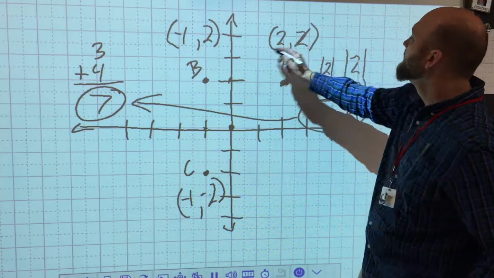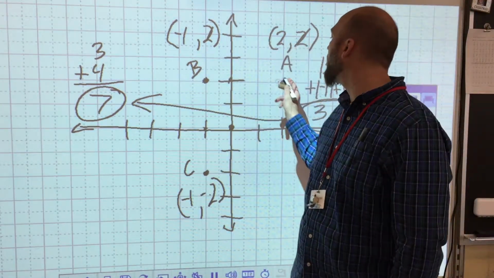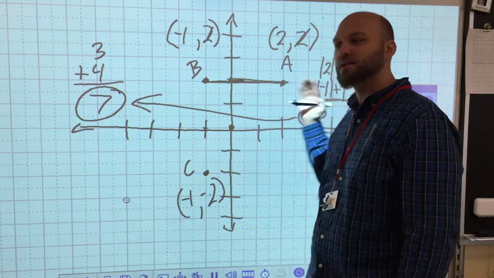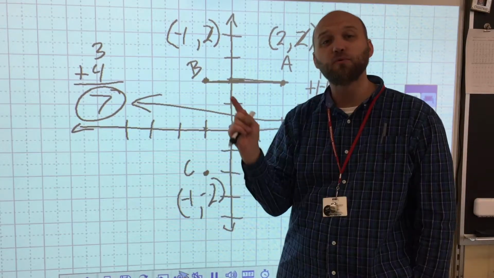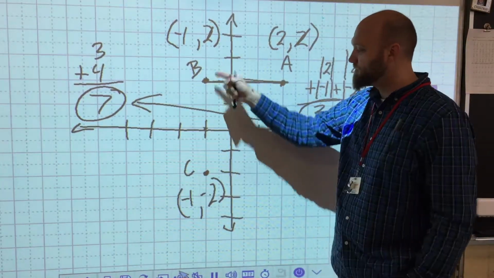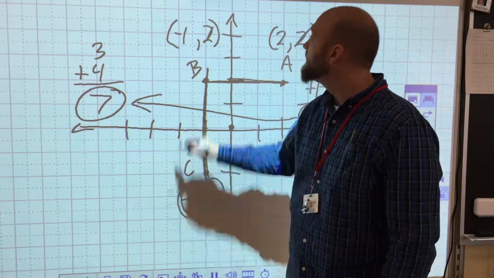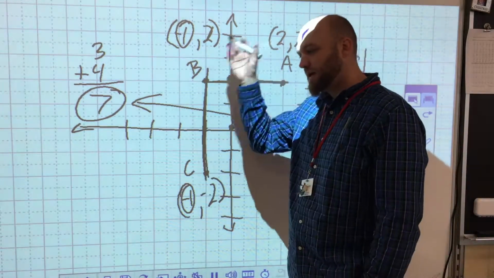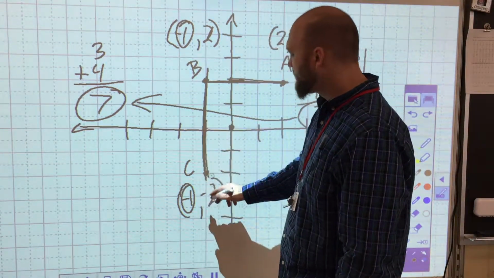Because, again, these are on the same y-axis. They're already on this line. So I don't have to really account for that line, because I'm not moving and then dropping just to get from point A to point B. I do drop when I go from point B to point C, but they're already on the same x line. So I've already found that they're here.